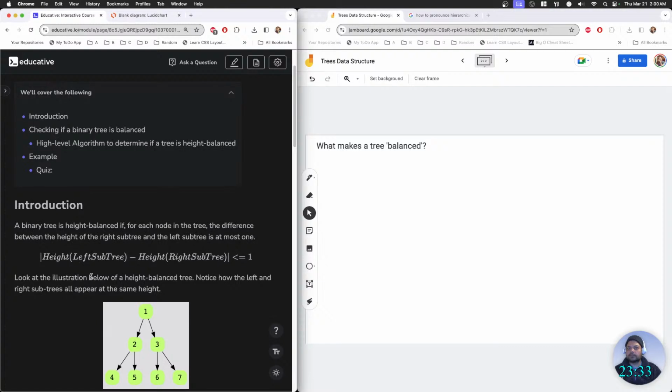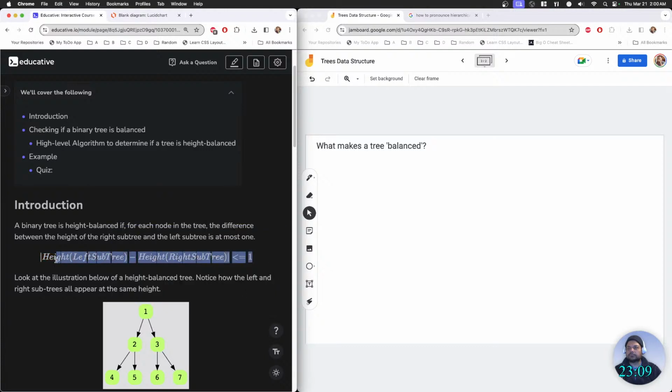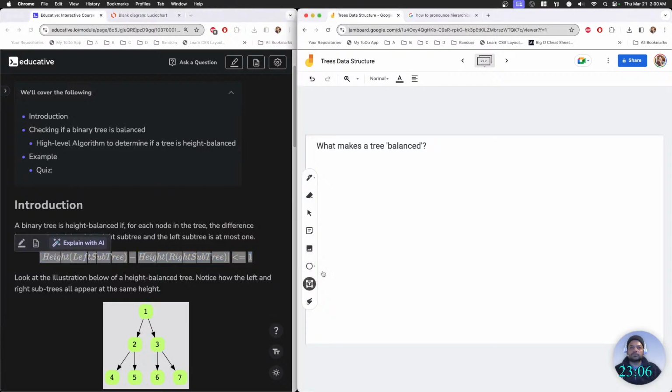Alright, we just have to take the absolute value of the height of the left subtree minus the height of the right subtree. It is less than or equal to 1. Let me undo that and actually copy it, and paste the absolute value.